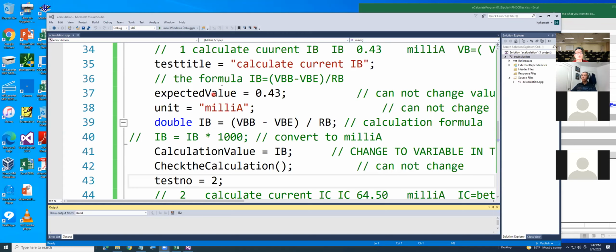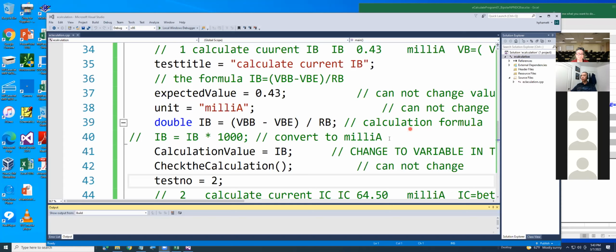Now, can you go to test number 1, why did it fail? It might have failed because of the two quotation marks over here. No, we don't have any more syntax errors. Now the problem is when you run the test, it fails. You need to change it to milliamp.